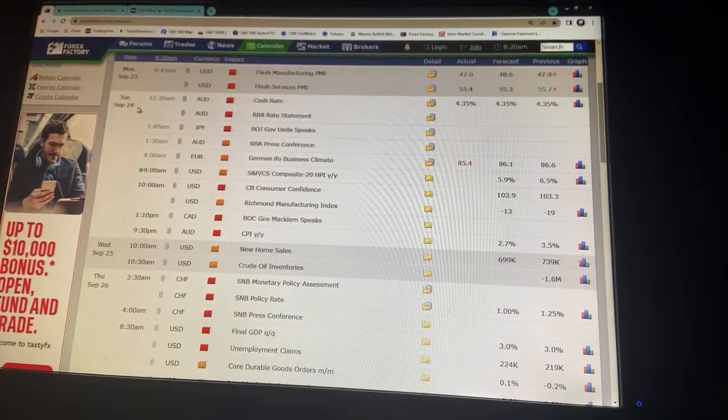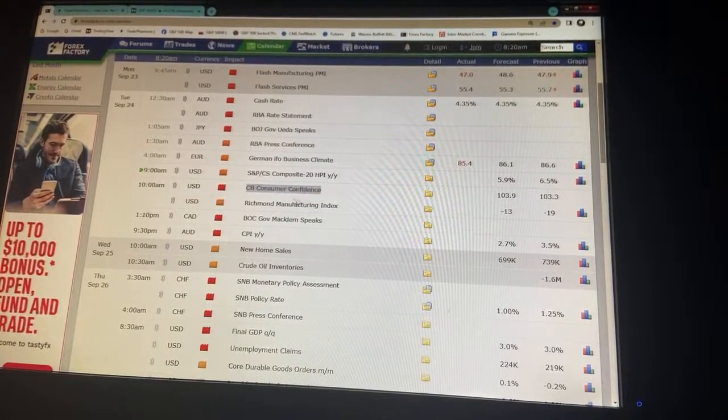So we have nothing too crazy here. I will make a note. You should make a note here for today being Tuesday, September 24th, which I usually time stamp as well, by the way. Today is September 24th, 2024. That being said, today we do have a news print coming out at 10 a.m. Eastern Standard Time.